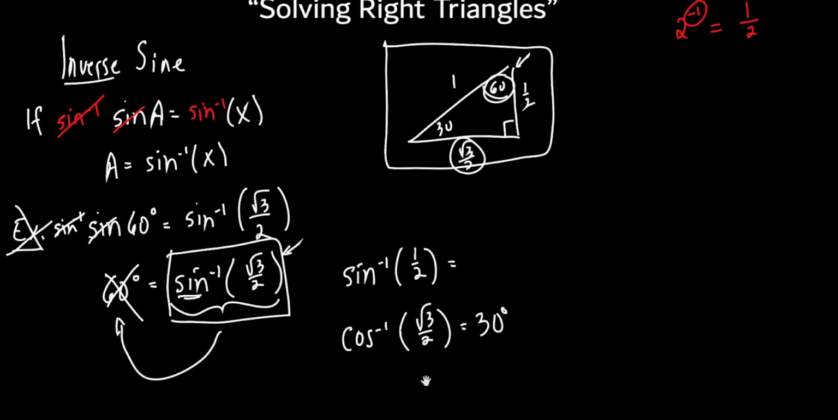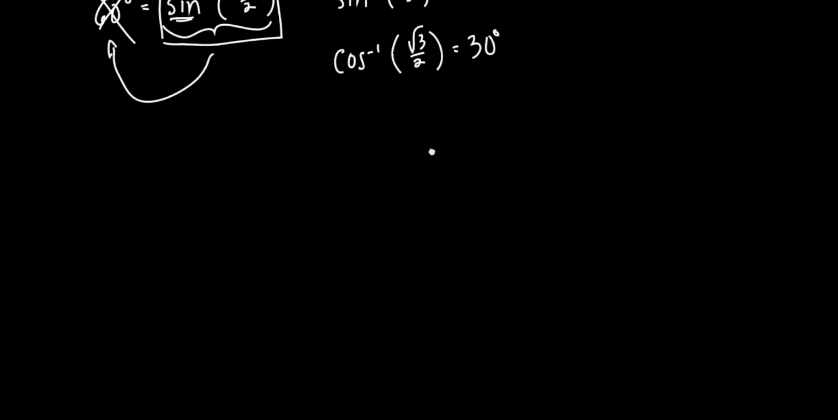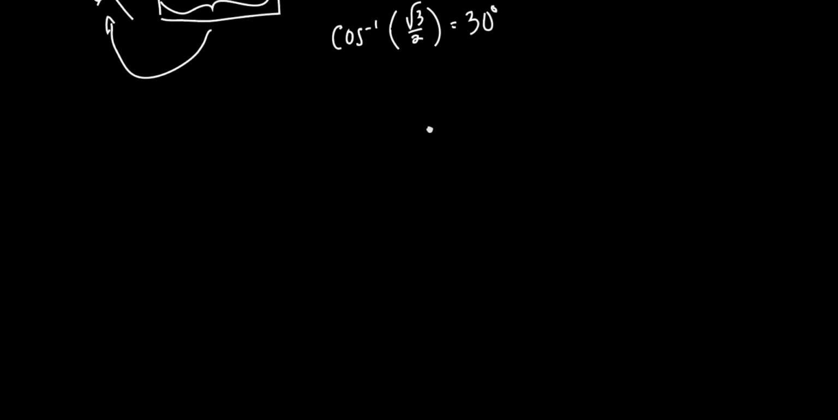Let's do another one. Okay. Let's do another one just so that we kind of get an idea. Let's do a 45. What if I said, what is the inverse sine, I kind of gave it away, of square root of 2 over 2?